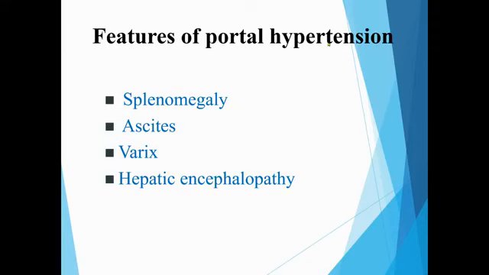So what are the features of portal hypertension? The features of portal hypertension are splenomegaly, ascites, varix, and hepatic encephalopathy. Sometimes you are asked, what are the features of portal hypertension? And your answer will be splenomegaly, ascites, varix, and hepatic encephalopathy.